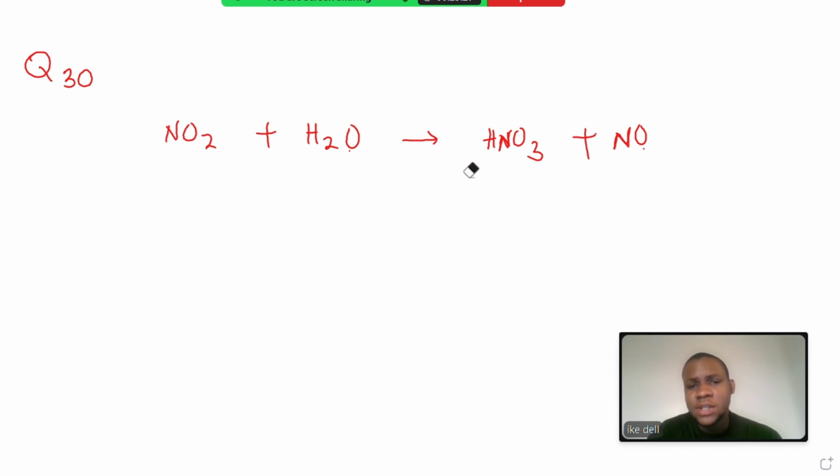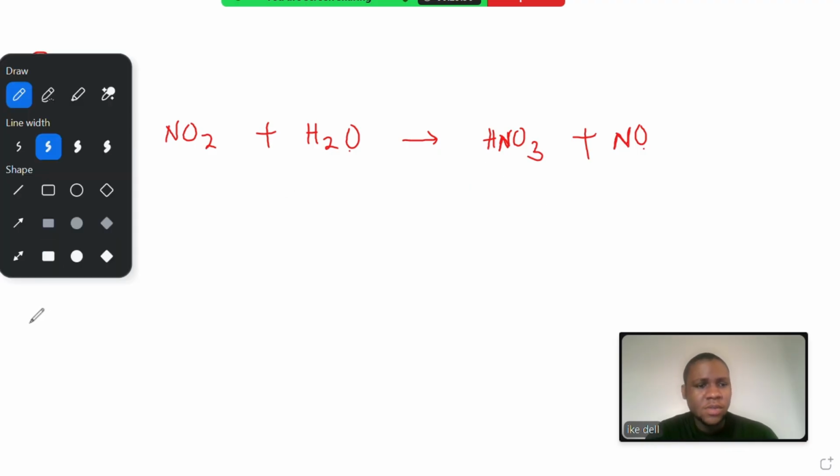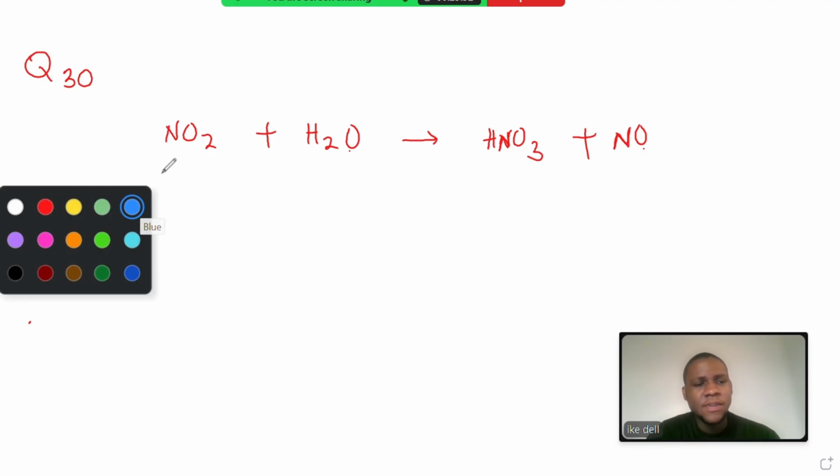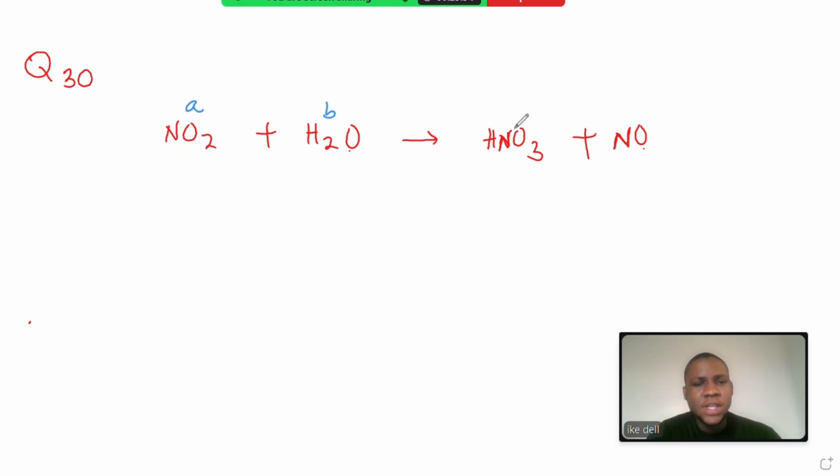Now we're going to do it the mathematical way. So let's label this very quickly: A, B, C, and D. Yeah, you'll be wondering when I learned this particular method. It's been a long time, but it has been helping, right? So let's compare the nitrogen and see what we'll have. We'll have A equal to C plus D.